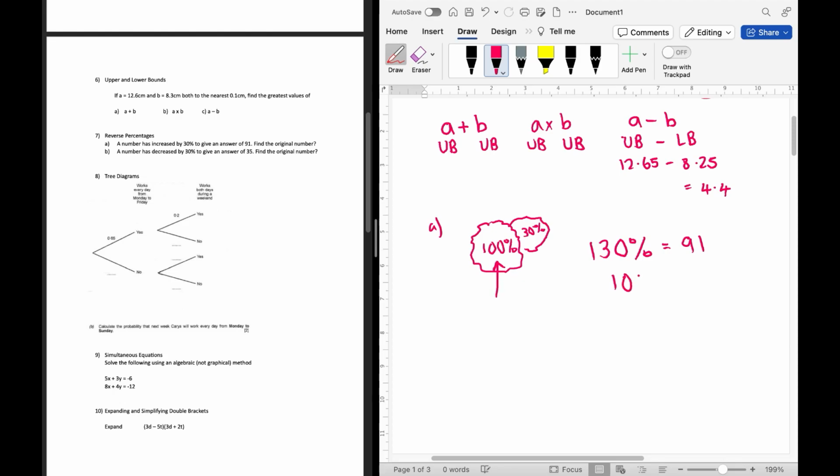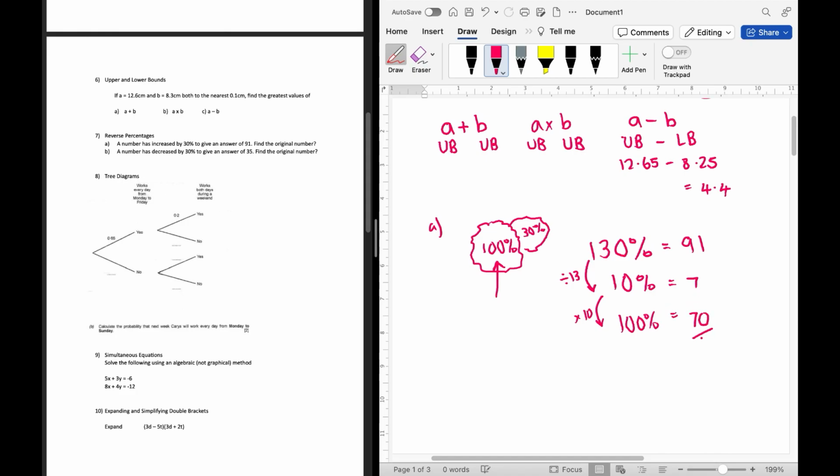So we're going to find what 10% would have been by dividing by 13, which is 7. 91 divided by 13 is 7. And then to get the original amount, the 100%, I'm going to times that by 10. And 7 times 10 is 70.